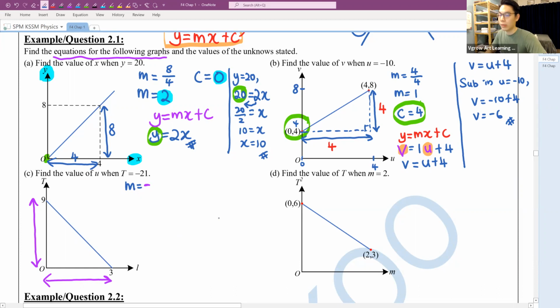I give you 1 minute to do that. Find out your gradient and also your C, or 30 seconds. And if you can, try to write out the equation yourself.